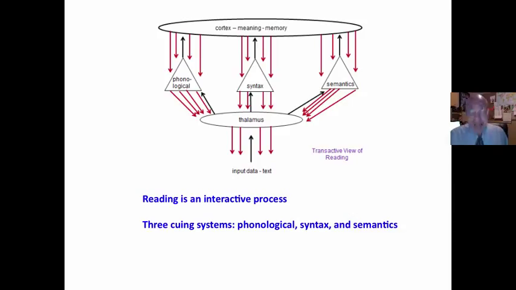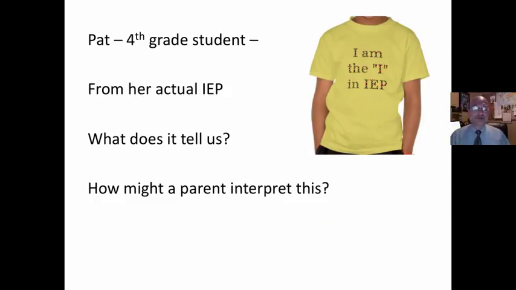The transactive view of reading, which is supported by the latest research in cognitive and neuroscience, says that we use 3 cueing systems and that more information flows from the cortex down than from the thalamus up. Reading is an interactive process using the 3 cueing systems: phonics, syntax, and semantics.